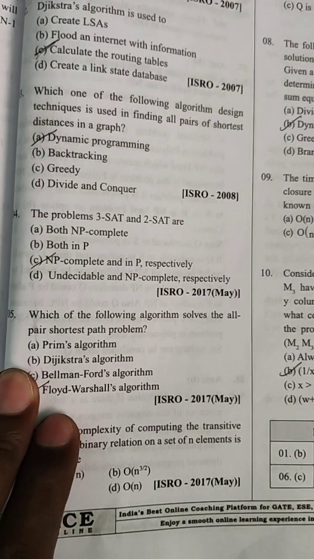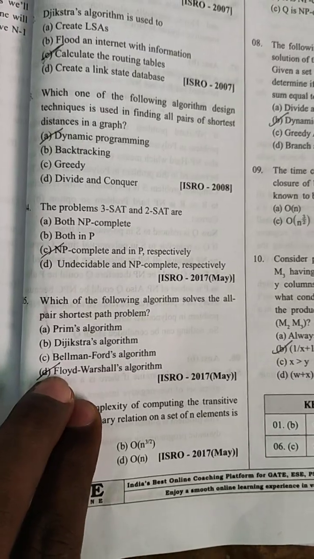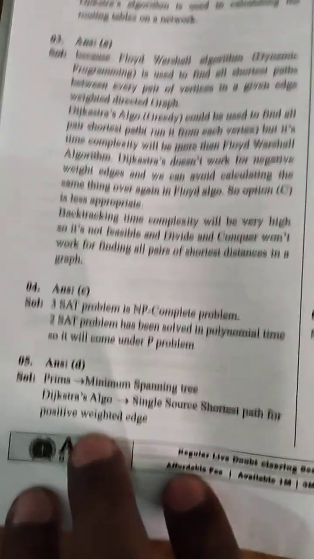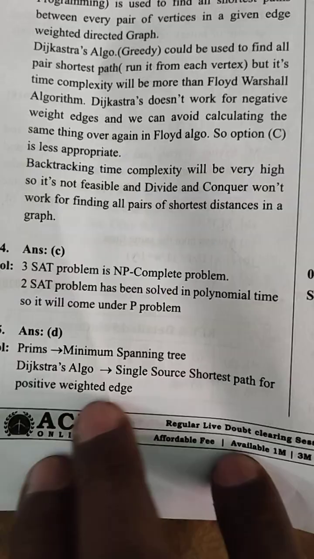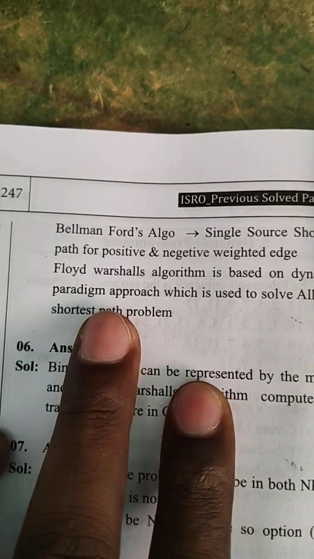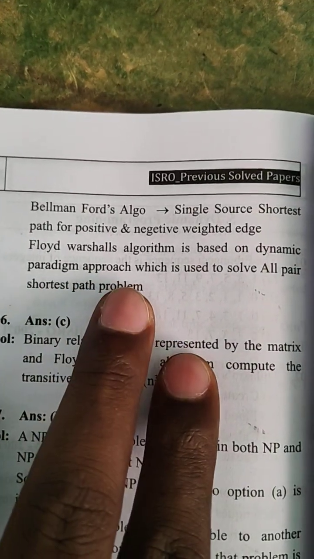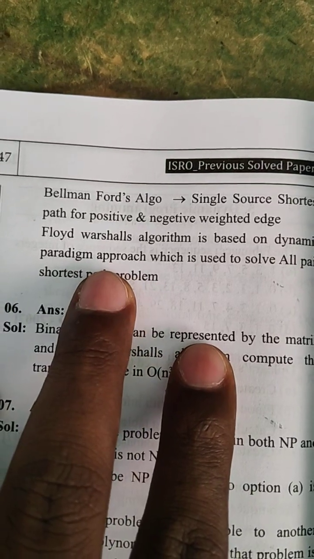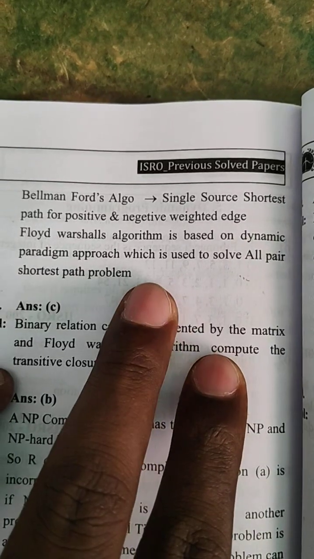And fifth one, which of the following algorithms solves all pairs shortest path? Floyd Warshall algorithm. Prim's is minimum spanning tree. Dijkstra algorithm is single source shortest path for positive weighted edges. Bellman Ford's algorithm is single source shortest path for positive and negative weighted edges. Floyd Warshall algorithm is based on the dynamic programming paradigm, which is used to solve the all pairs shortest path problem.